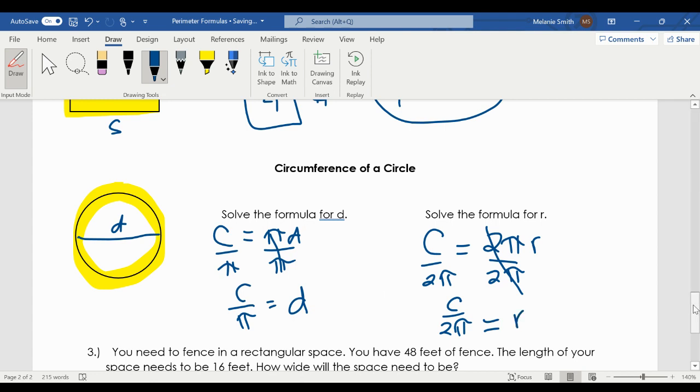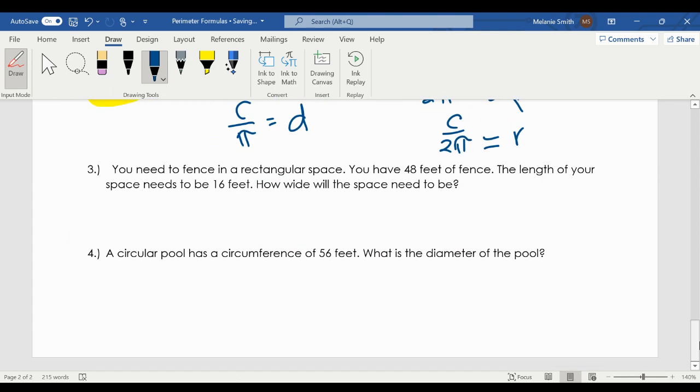All right, so there's a couple questions down here. You need to fence in a rectangular space. You have 48 feet of fence. The length of your space needs to be 16 feet. How wide will the space need to be? So I have a rectangle. That's a terrible rectangle. I'm sorry. The length is 16. We want to know what the width is.